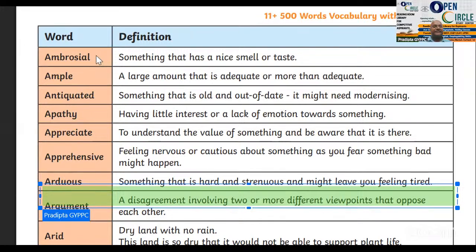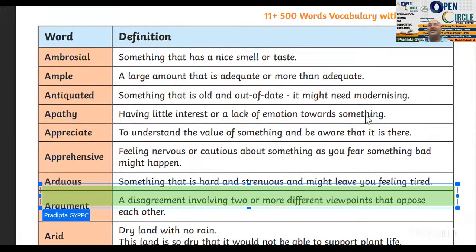Next set of words, ambrosia. This ambrosia or ambrosial, something which gives a very nice taste and smell. For example, vinegar. Vinegar is an ambrosial. Here, vinegar, you know? Sir, it is nice.